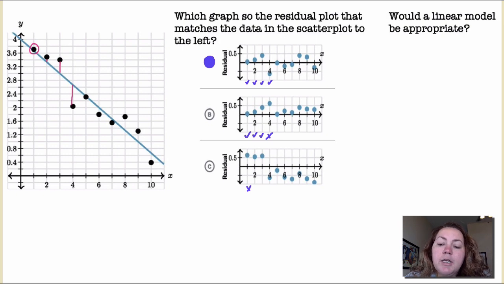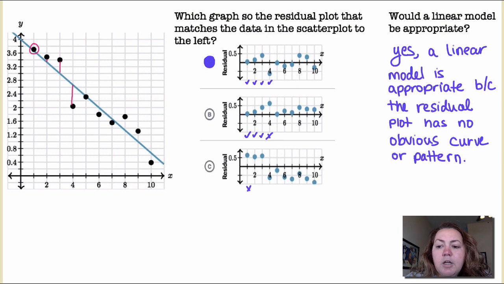Then it asks, would a linear model be appropriate? If I look, the scatter plot seems to be pretty linear. The points are kind of forming a line. Not a perfect line, but pretty close. And then the residual plot doesn't really have a pattern. It doesn't have an obvious curve. So yes, a linear model is appropriate because the residual plot has no obvious curve or pattern.